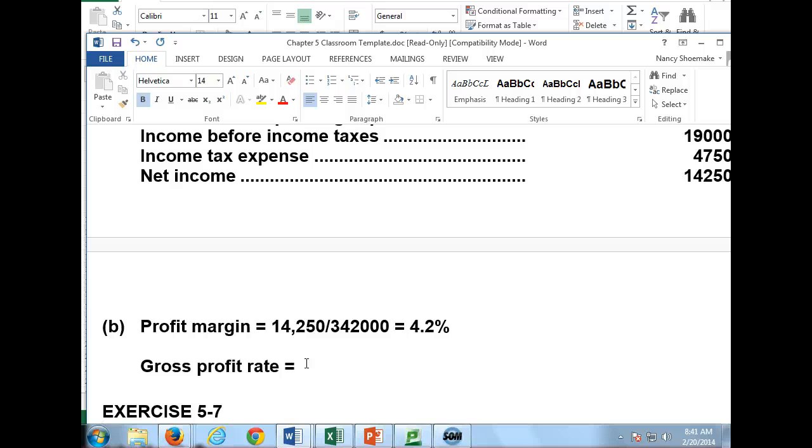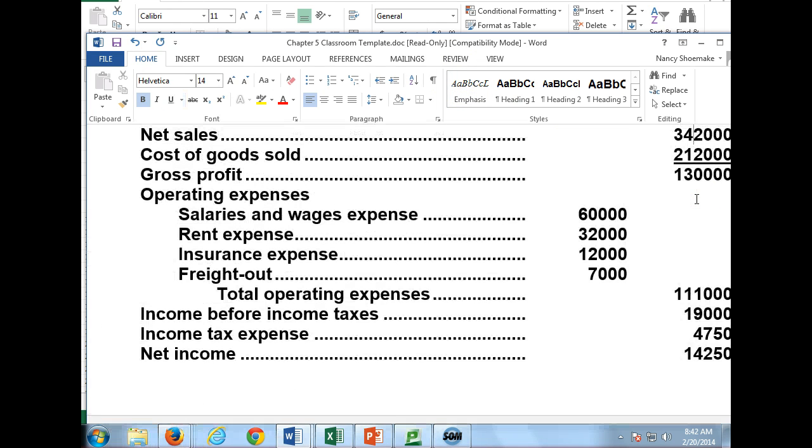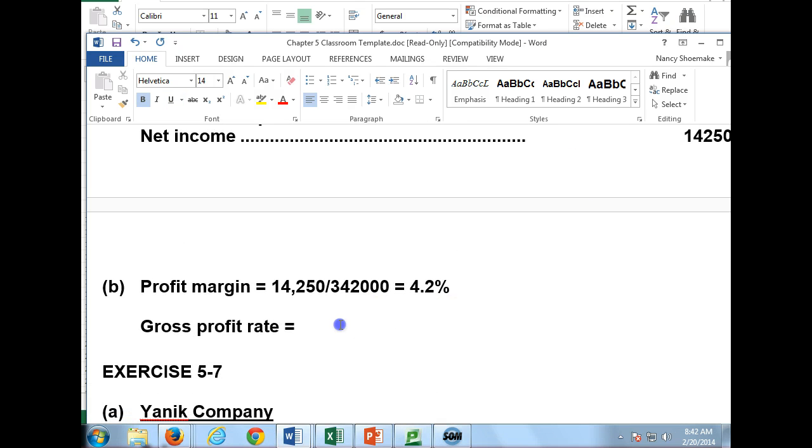Our gross profit rate is going to be, what's it going to be, guys? Is it going to be our gross profit up here of 130 divided by our net sales? So our 130 divided by our net sales of 370 is equal to what? Yep. What do you think?